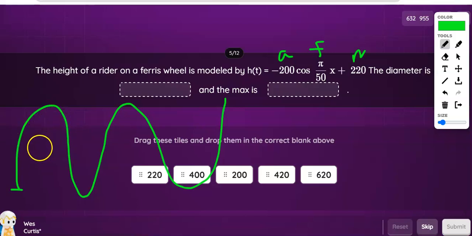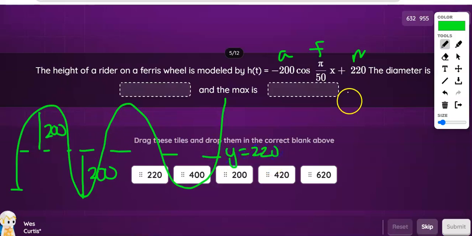Again, the amplitude is 200, so that right there is 200, which means to the bottom it's 200. The midline is 220, seen here. That must mean the top, from 220 going up 200, must be 420, and going down 200, the bottom would just be at 20.